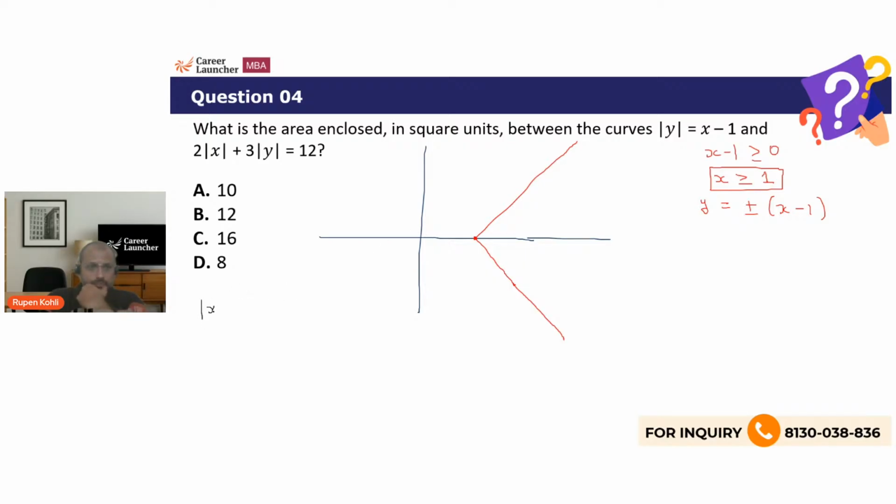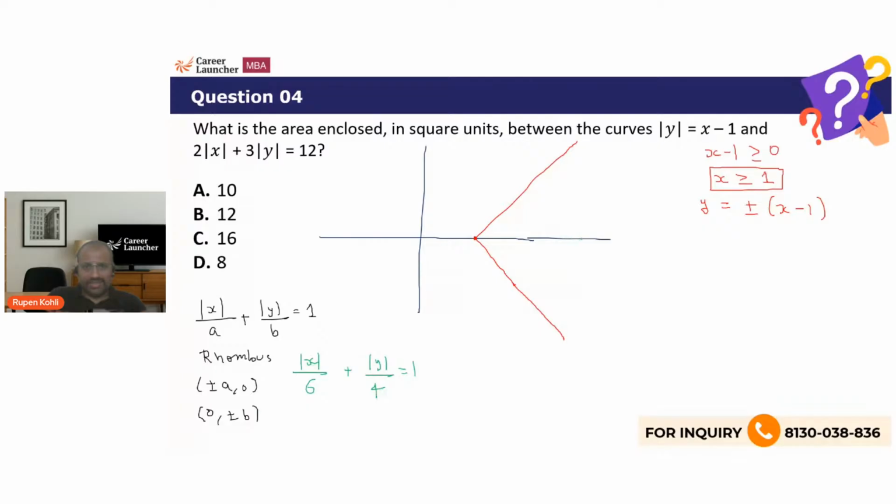So |x|/a + |y|/b = 1, I'm generalizing the discussion. The graph of this equation is a rhombus whose four vertices are the points (±a, 0) on the x-axis and (0, ±b) on the y-axis. So in this case, if we reduce this equation to this form, dividing by 12, we get |x|/6 + |y|/4 = 1.